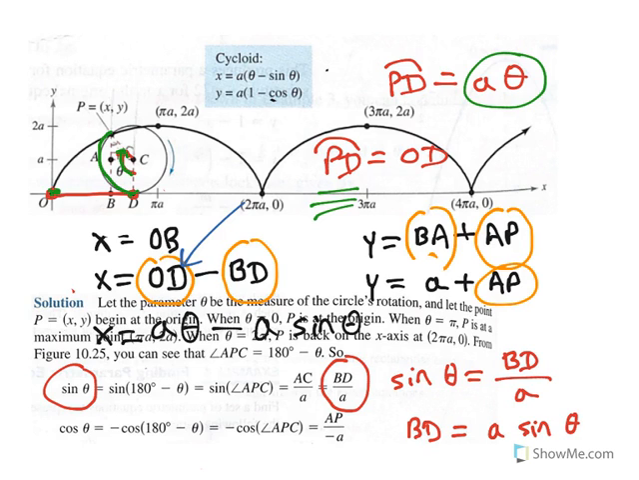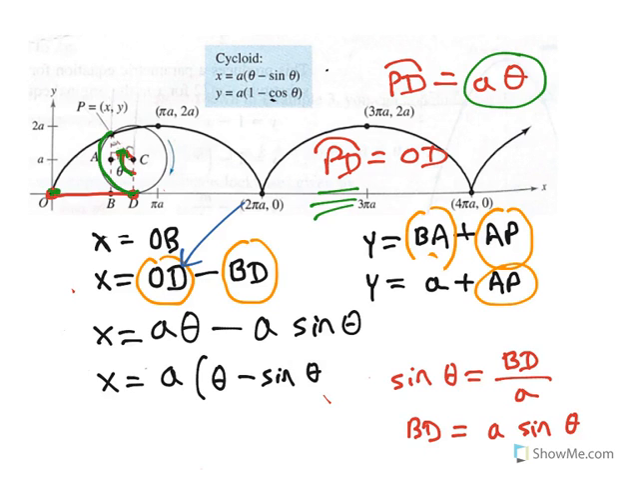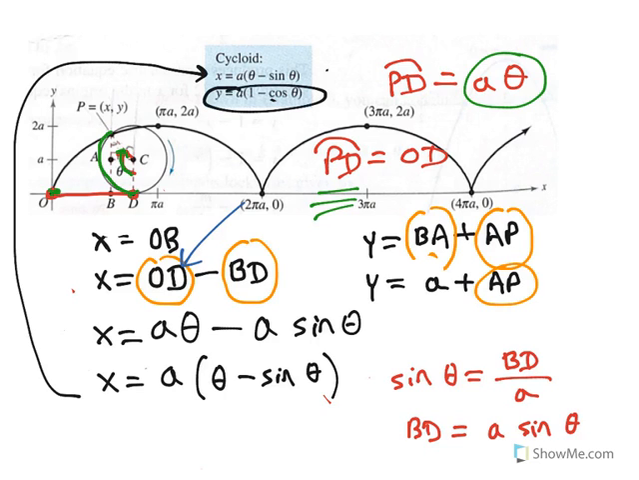And of course, you can just factor out A from each of these two terms, and this will give you exactly what you see here. So now we'll talk about how we can get the parametric equation for y, and we will be done.